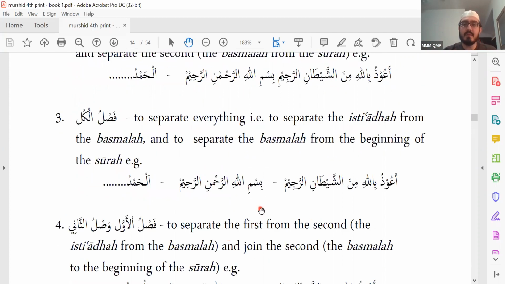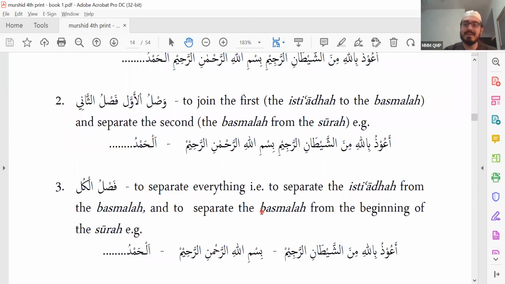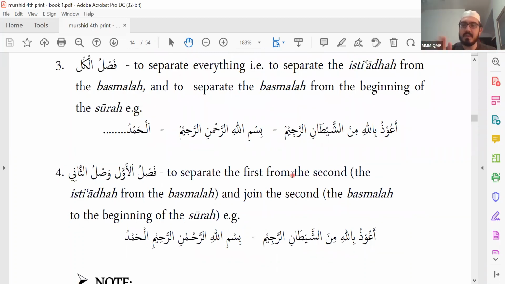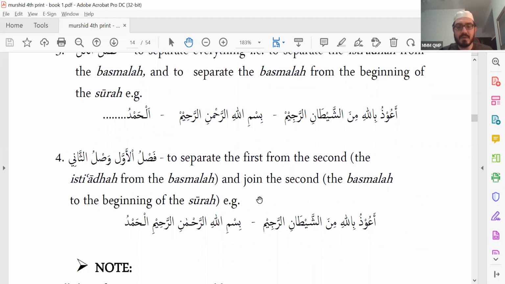Or what's the other way? Join the first, disconnect the second. Join Isti'adha, Basmala, stop, and then carry on. Or say the first, A'udhu Billah, stop, and then join the Basmala to the beginning of the surah. Is that clear so far? Please let me know.